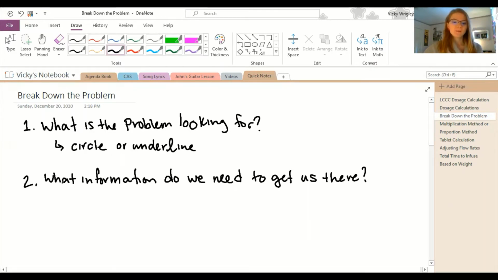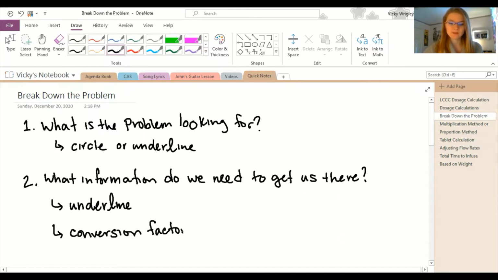So you can also highlight, circle, underline this information in the problem as well. This information that we might need to get us there would be your conversion factor. And I will talk more about conversion factors in a little bit. So this is the information that you're going to need to get you there. It will be a conversion factor.